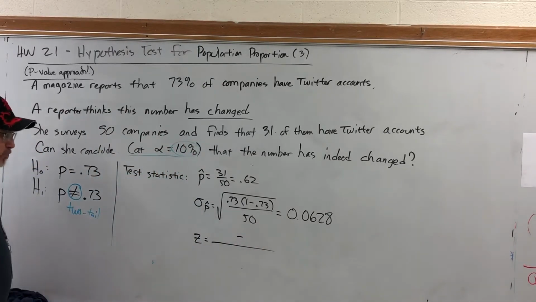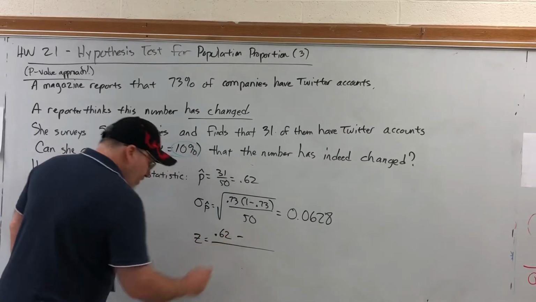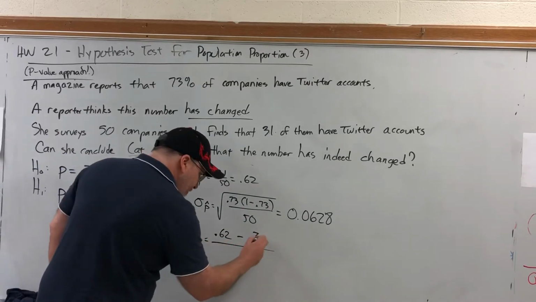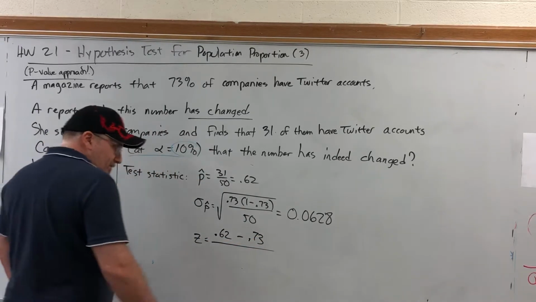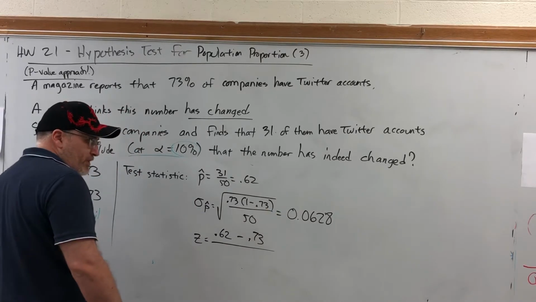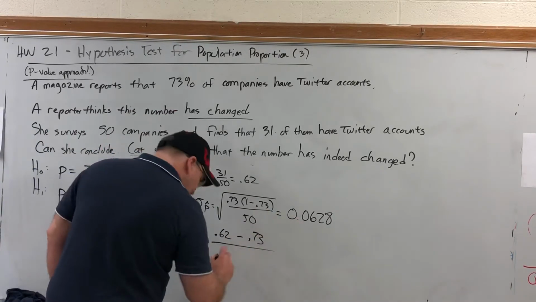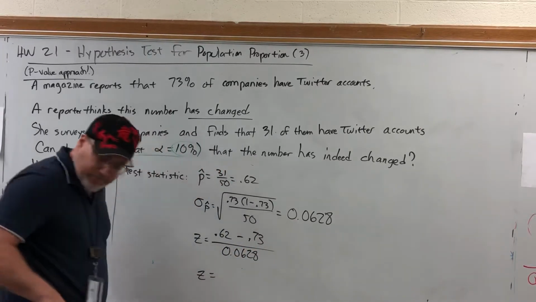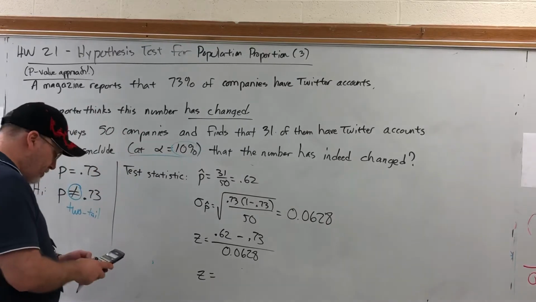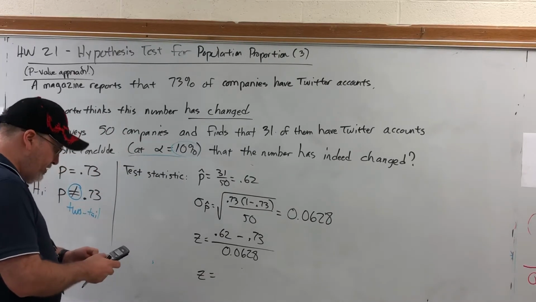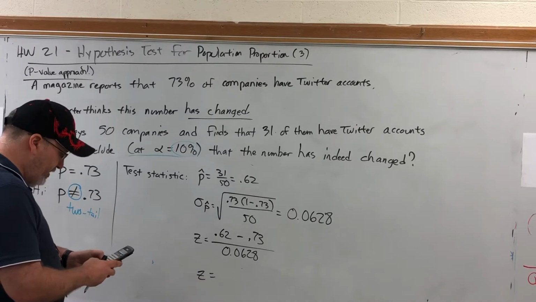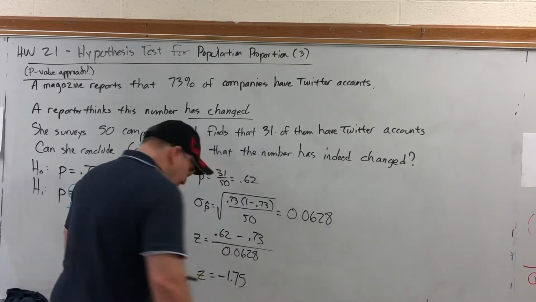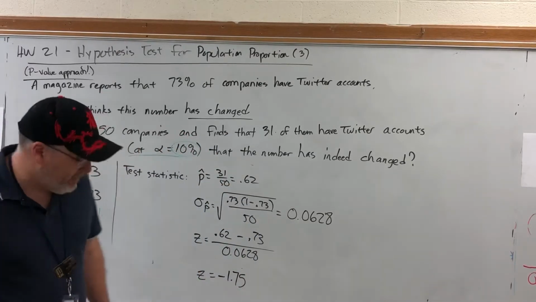And so our test statistic, converting the p-hat, is what we got from the sample, 0.62, minus what we're claiming in the null hypothesis, 0.73, divided by the standard deviation of the sampling distribution of the p-hats, divided by this, 0.0628. So let's see what that z-score is. That z-score, 0.62 minus 0.73, divided by 0.0628 is negative 1.75.